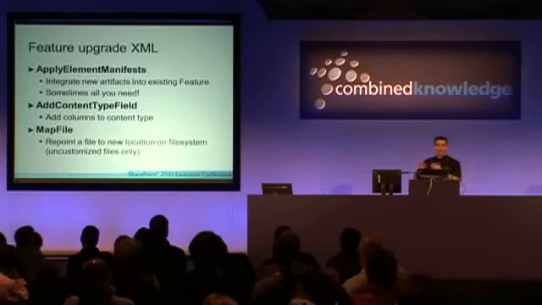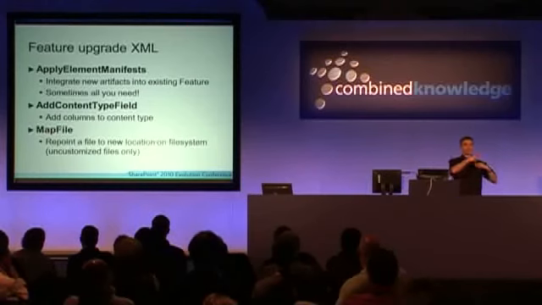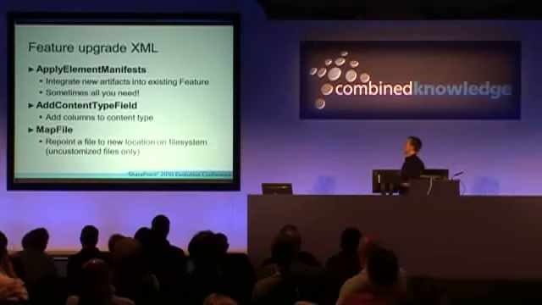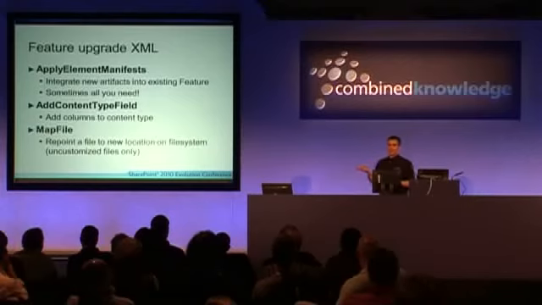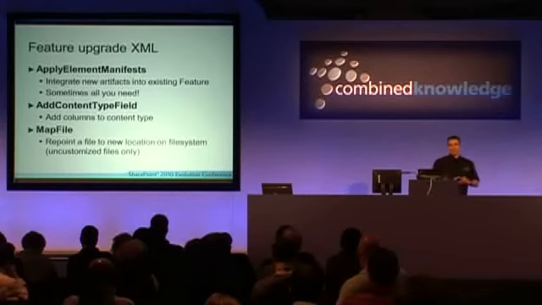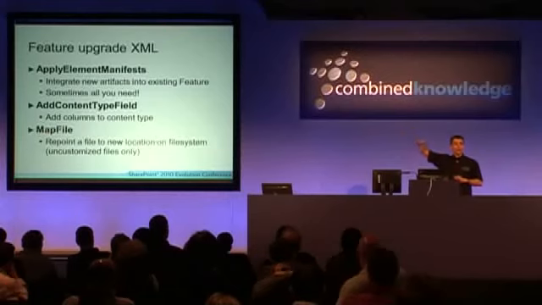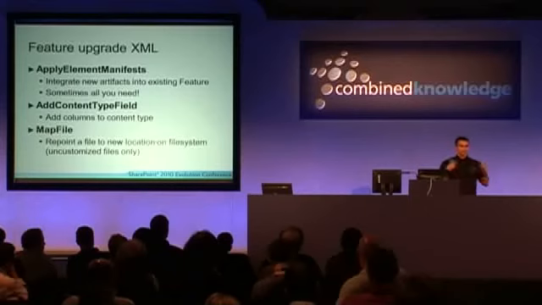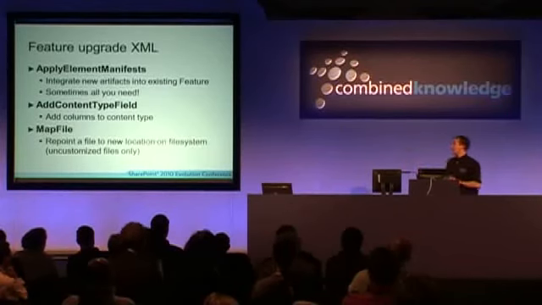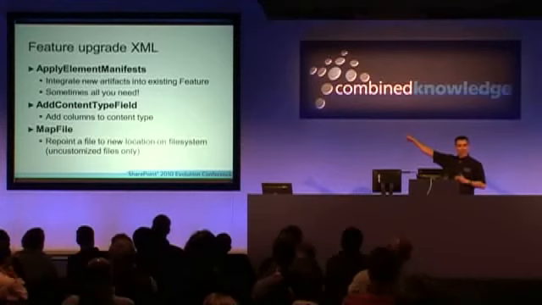Okay, so we can do it in code, but we've also got some convenience XML elements that Microsoft have provided. The first one is apply element manifests. So you can probably think that if you add an elements file, or whatever you like to name them, to a feature, with this element you can say, at upgrade time, I want you to run this elements file and provision everything that's in there. So that way you could perhaps add an elements file to a feature that's got some fields or content types or whatever, and with that apply elements manifest, you can say, okay, now run that elements file and provision everything in there.